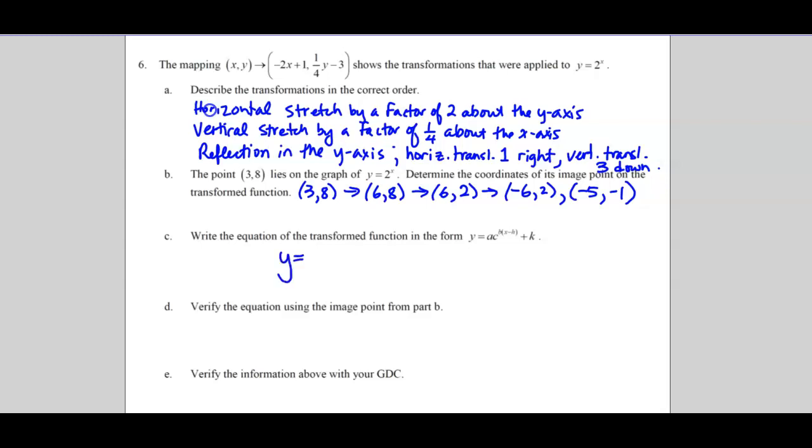So, vertical stretch by a factor of 1/4. Your C here is 2. Horizontal stretch by a factor of 2, so that will be 1/2 as the exponent, x minus 1. Oh, what about the reflection in the y-axis? That's going to be negative 1/2 times x minus 1, and then 3 down.